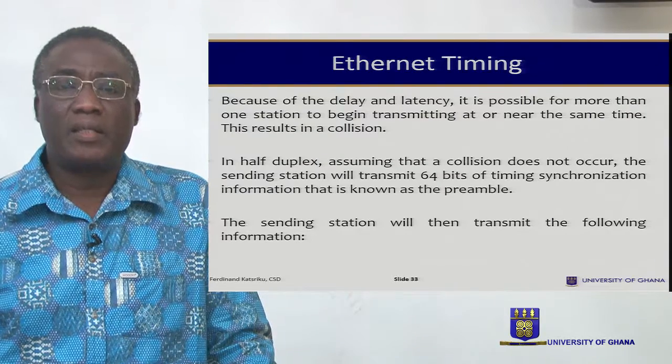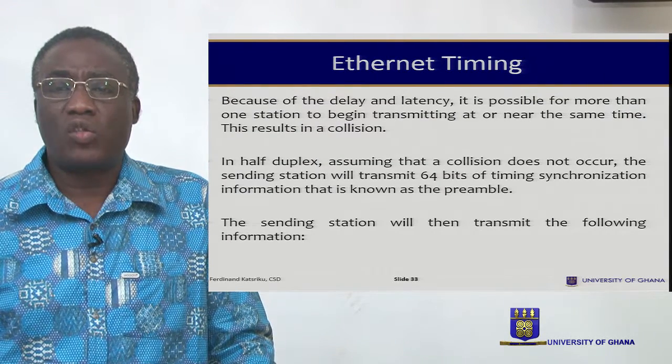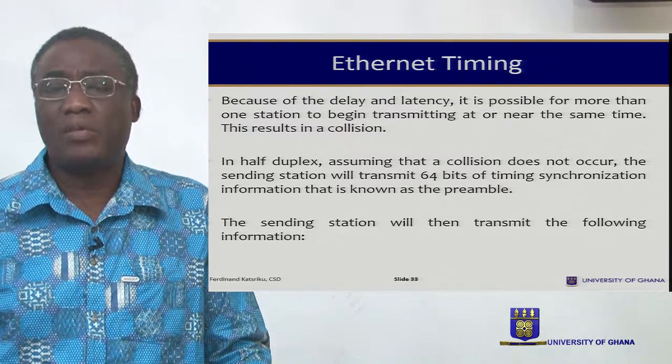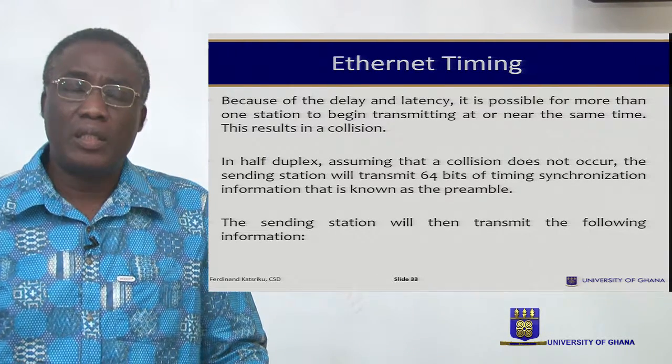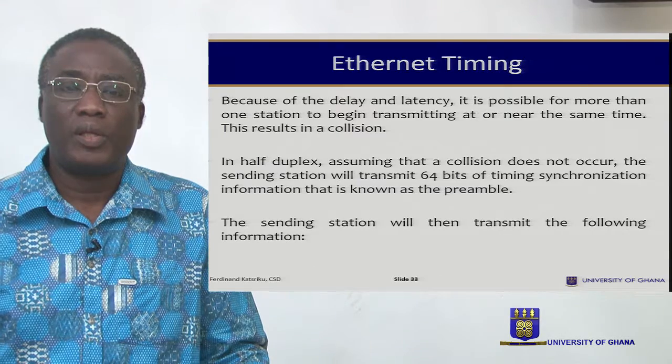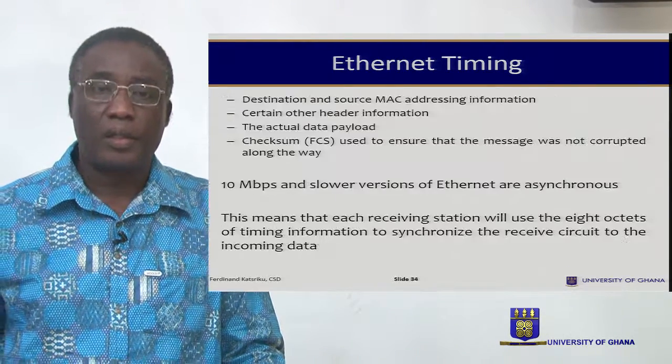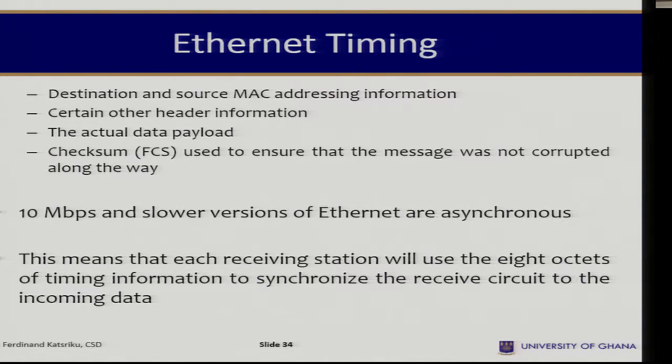In half duplex, assuming that a collision does not occur, the sending station will transmit 64 bits of timing synchronization information. This is known as a preamble. The sending station will then transmit the following information: destination and source MAC address information, some other header information, the actual payload, and the checksum as well.